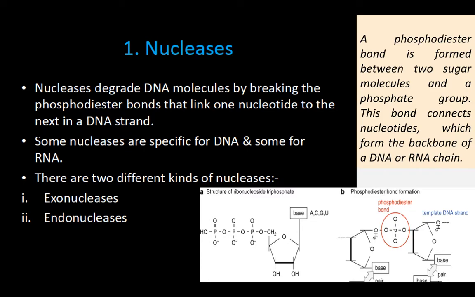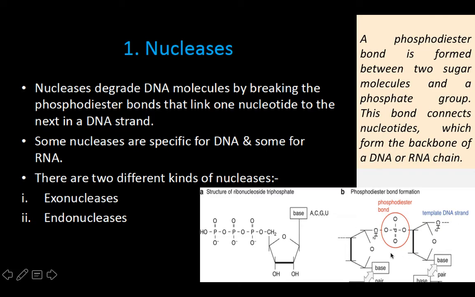And whenever you are cutting that particular molecule, you are cutting at which place? That cutting is going to occur at the place whenever your nucleotides are joined. They join by what? They join by the bond. That bond is known as what? Phosphodiester bond. It is going to form between the sugar molecule and the phosphate group.